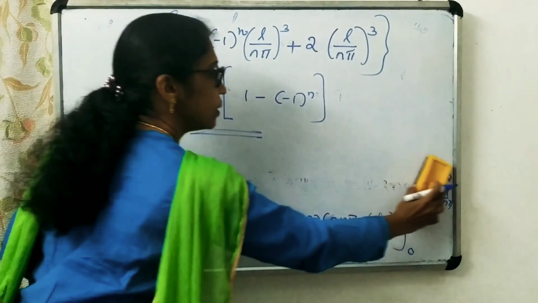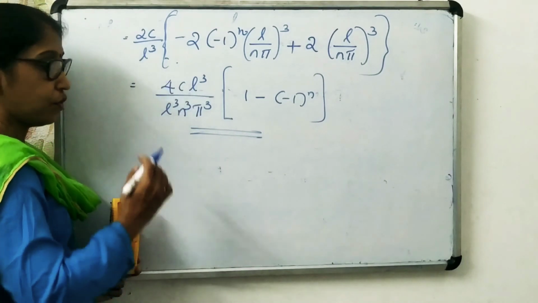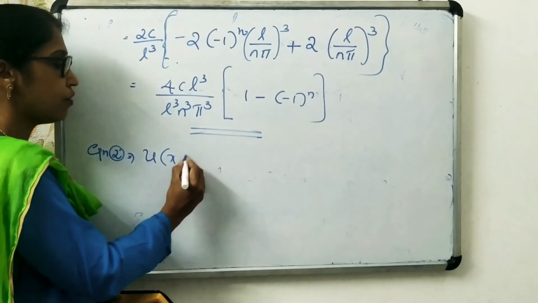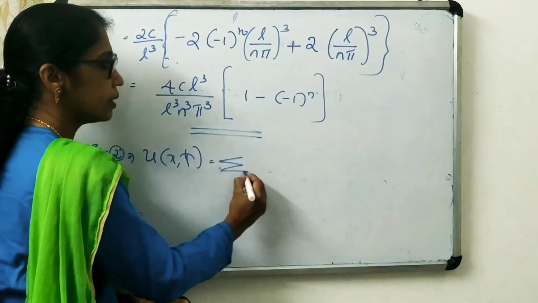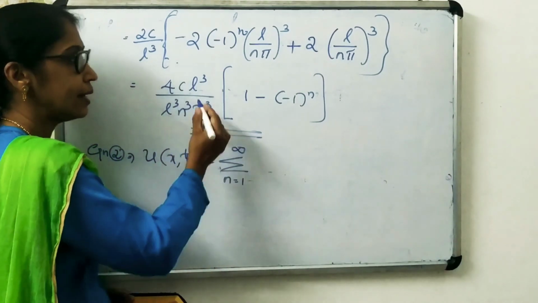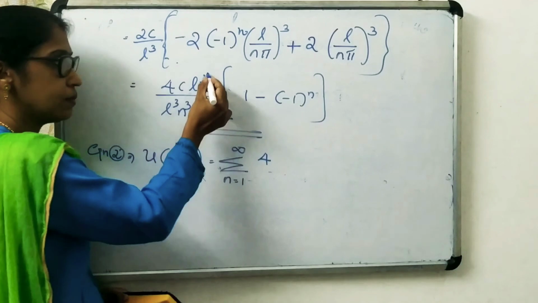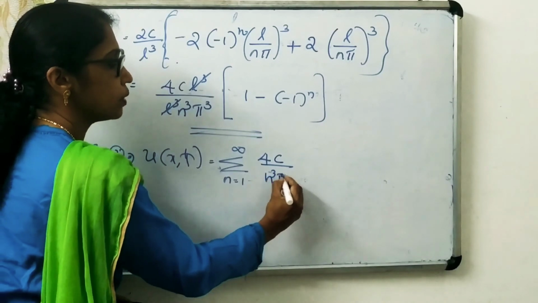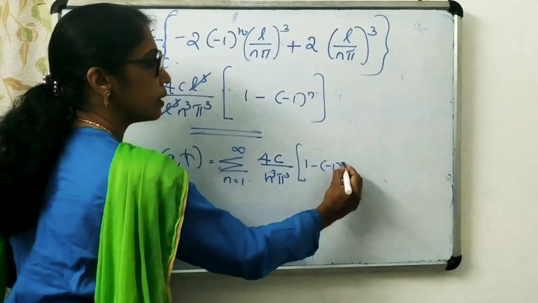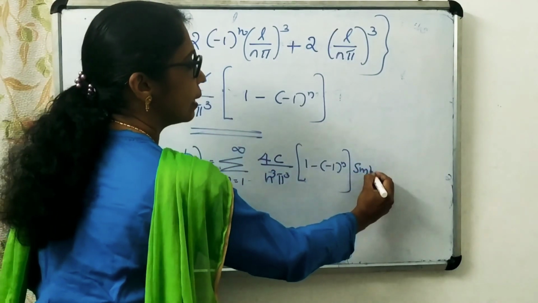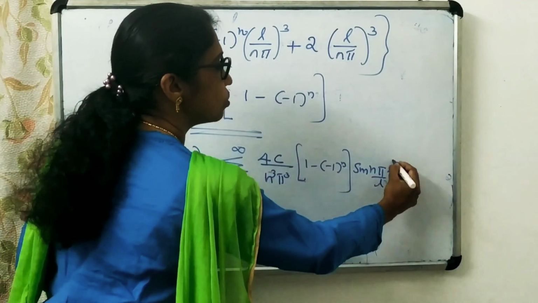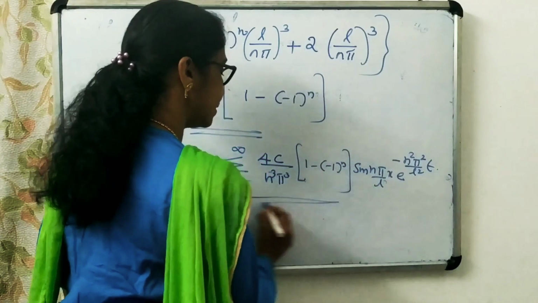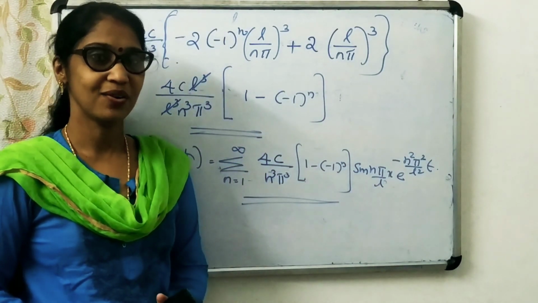Now I am substituting this Bn in equation number 2. What is the equation? Therefore equation 2 becomes u(x,t) is equal to sigma n equal to 1 to infinity Bn. This is Bn. Look at this, here L cube gets cancelled. So Bn is 4c by n cube pi cube into (1 minus (minus 1) raised to n) into sin(n pi by L x) into e raised to minus n square pi square by L square t. So this is the final answer. Okay, thank you.